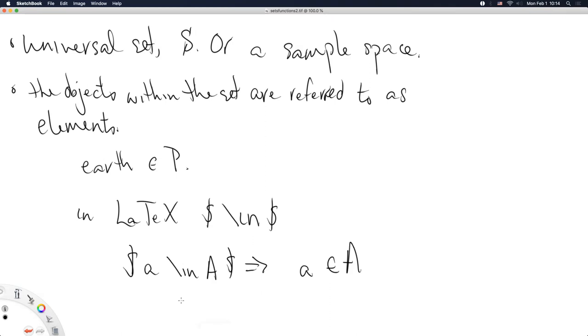Okay, are we all okay with this silly little symbol to mean in? And we're okay with calling the objects of sets elements? Yep. Thank you. There we have it.